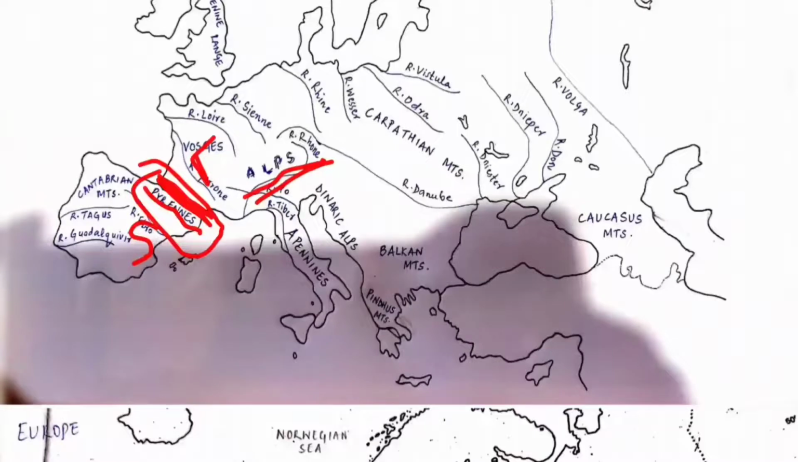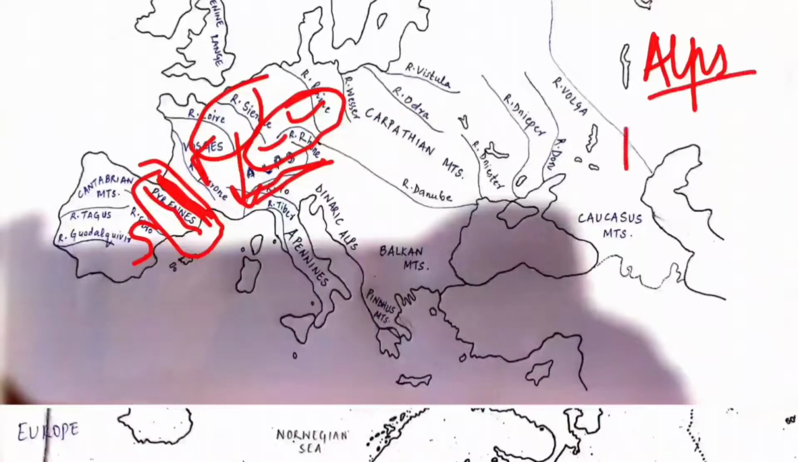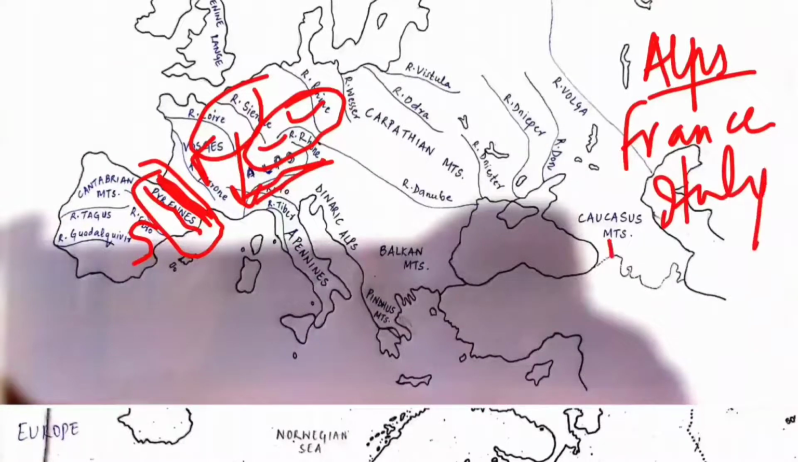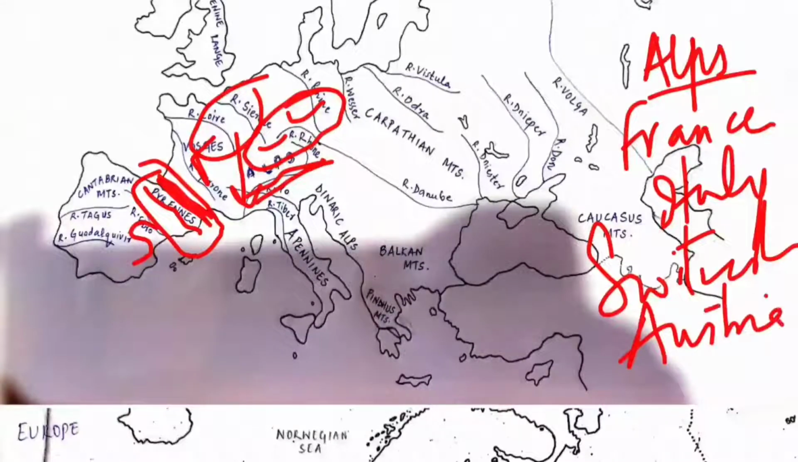These are present in the southeast part of France. This is France and this is its southeast part, and it is spread towards the part of Italy and to the parts of Switzerland and Austria, somewhere here. So it is spread in France, Italy, Switzerland and Austria. We have to remember that the Alps mountains are spread in parts of France, parts of Italy, Switzerland and Austria. Clear?